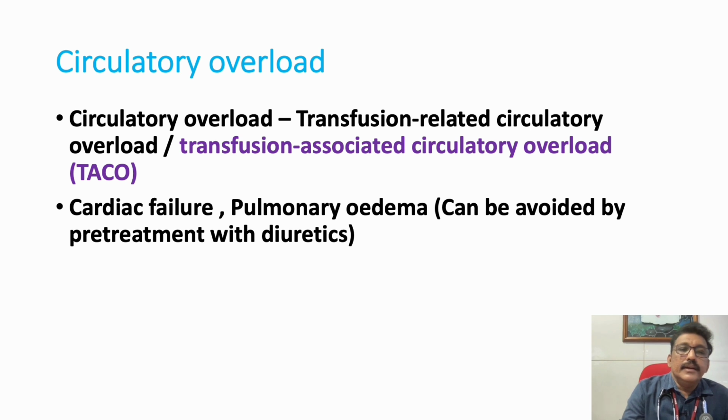So here you can see cardiac failure and pulmonary edema, and it can be avoided by pre-treatment with diuretics. That's why in most patients who have chronic anemia, we always give Lasix before blood transfusion. Whereas in acute anemia like severe GI bleed or severe trauma with bleed, there is no need to give Lasix because it's an acute problem. The body has not tried to compensate with a fluid overloaded situation.